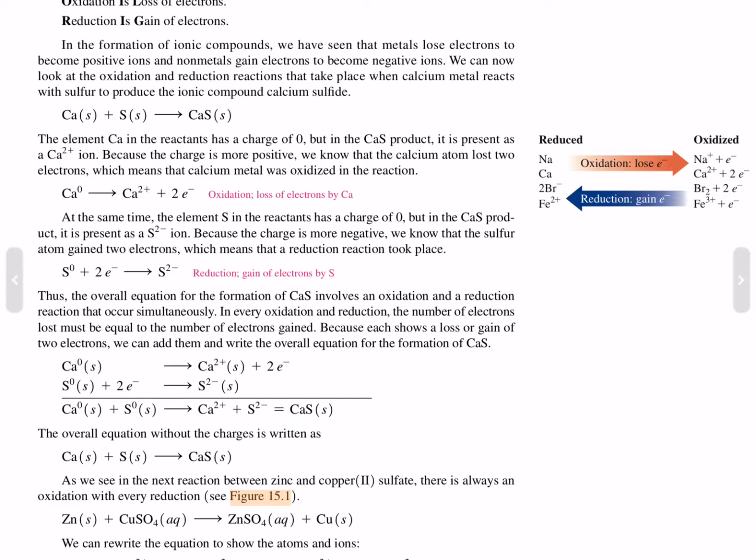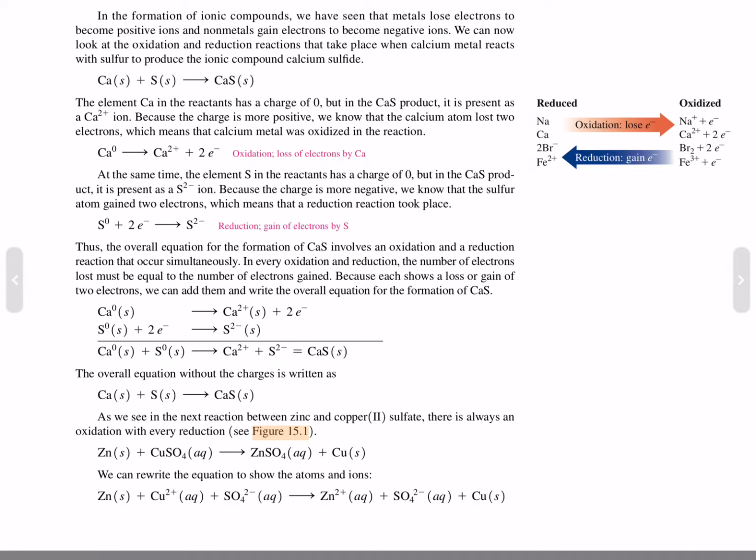As we see in the next reaction between zinc and copper(II) sulfate, there's always an oxidation with every reduction. Zinc solid plus copper sulfate yields zinc sulfate plus copper. We can rewrite the equation to show the atoms and the ions. Zinc solid plus copper 2+ ion plus sulfate ion yields zinc 2+ ion plus sulfate ion plus copper metal.